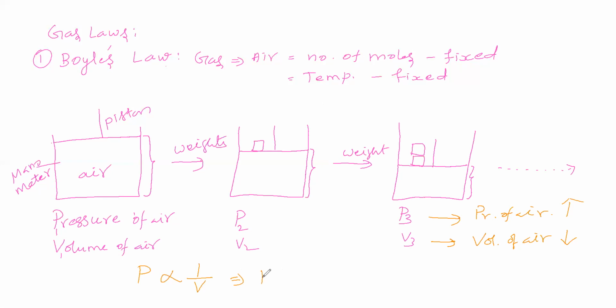So we can say PV is equal to some constant K. Now we take pressure P1 and volume V1: P1 V1 is equal to K. Now we substitute this pressure P2 and this volume V2: P2 V2 is equal to the constant. Substituting the constant, we get P1 V1 is equal to P2 V2. This is called Boyle's law.